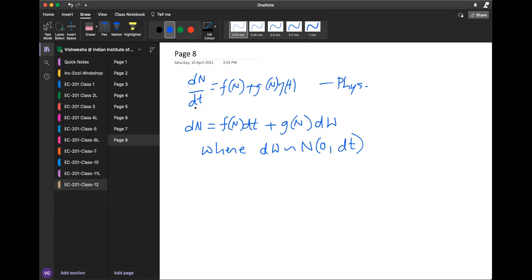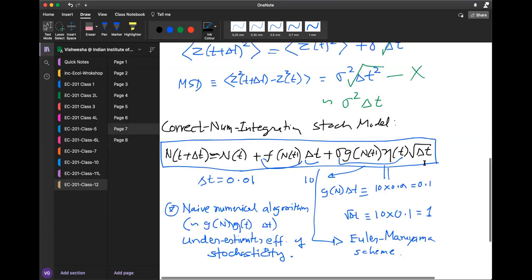You can never write a derivative term like this because the right hand side is not smooth. Eta t is not a smooth function at all. So therefore, you can only write the differentials, not the derivatives. So the differential is given by this, for an arbitrarily small delta t, where delta W is a Gaussian random number with mean zero and variance dt. And if you compare this with the numerical scheme, they match.